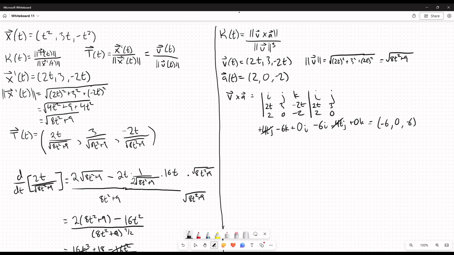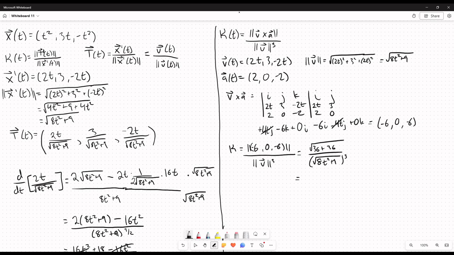So we're saying that the curvature should be equal to the norm of negative 6, 0, negative 6 over the norm of v cubed. Well, the norm of negative 6, 0, negative 6 is going to be the square root of 36 plus 36, over the norm of v cubed, which is going to be the square root of 4t squared plus 9, cubed.